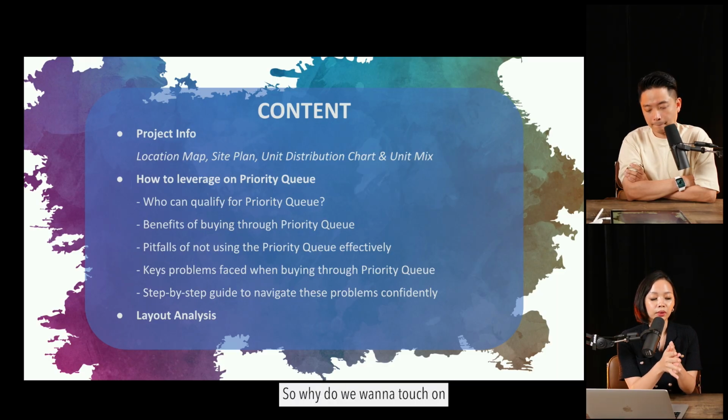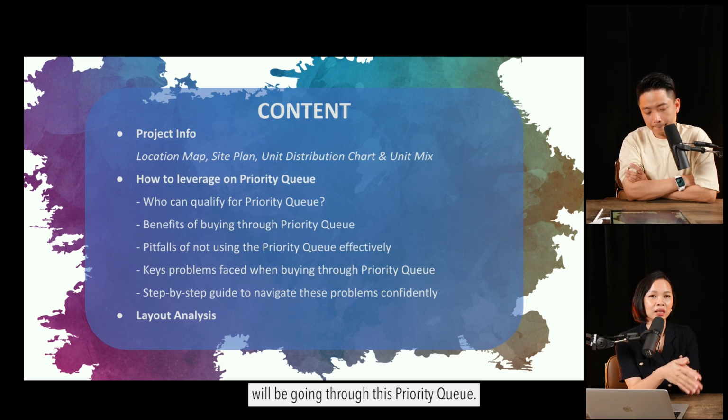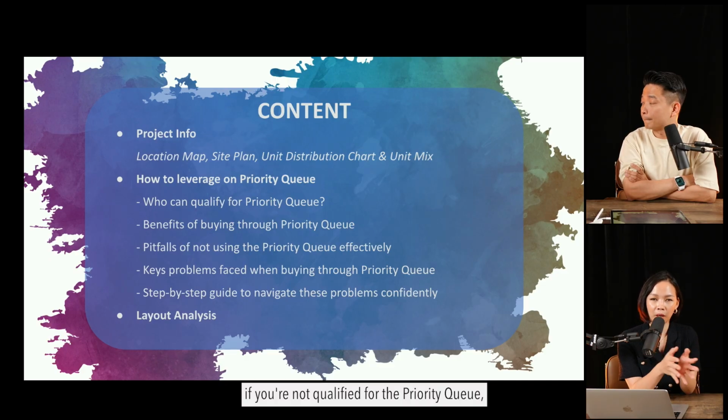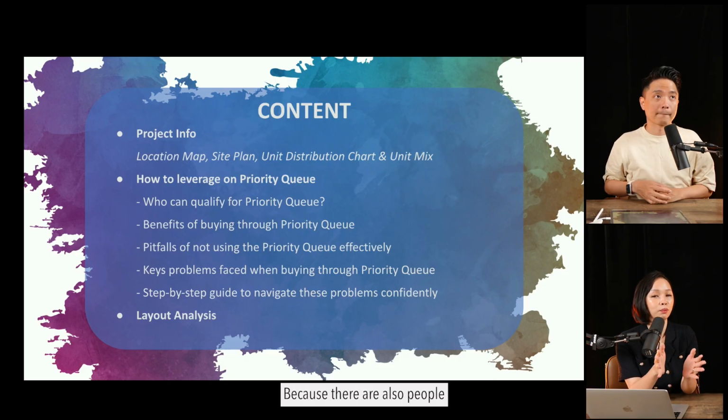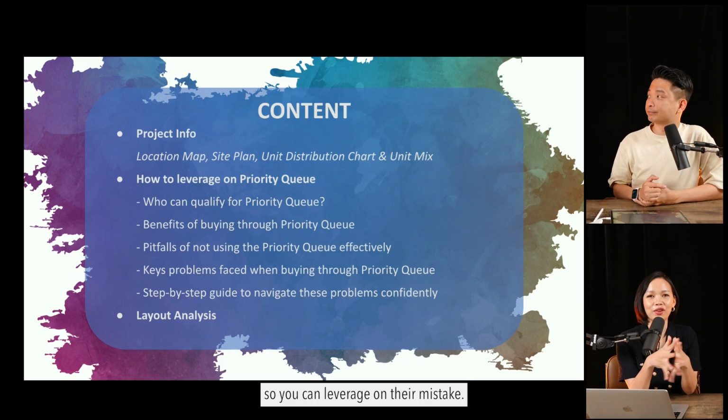So why do we want to touch on how to leverage on this priority queue? Because we foresee that a bulk of you will be going through this priority queue. And also, if you are not qualified for the priority queue, do not worry, because there are also people that make mistakes during the priority queue. So you can leverage on that mistake.